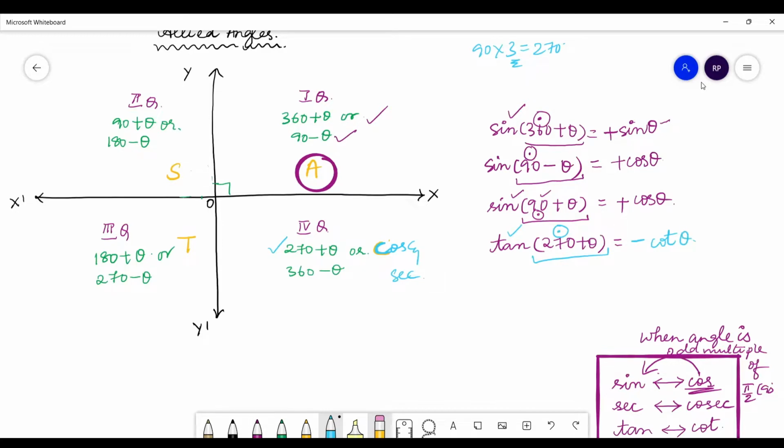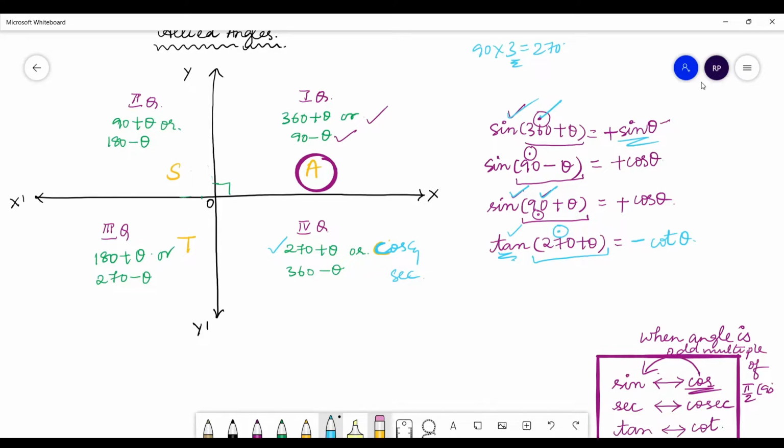Okay, this is all about allied angles, very simple. The first step is to see in which quadrant the angle lies. Second, you have to see which functions are positive in that quadrant. Third, you have to see whether I should change this function or not. How do we get to know that? If the angle is an odd multiple of 90, the function will change to its co-function. If it is an even multiple of 90, the function will remain as it is, no change.